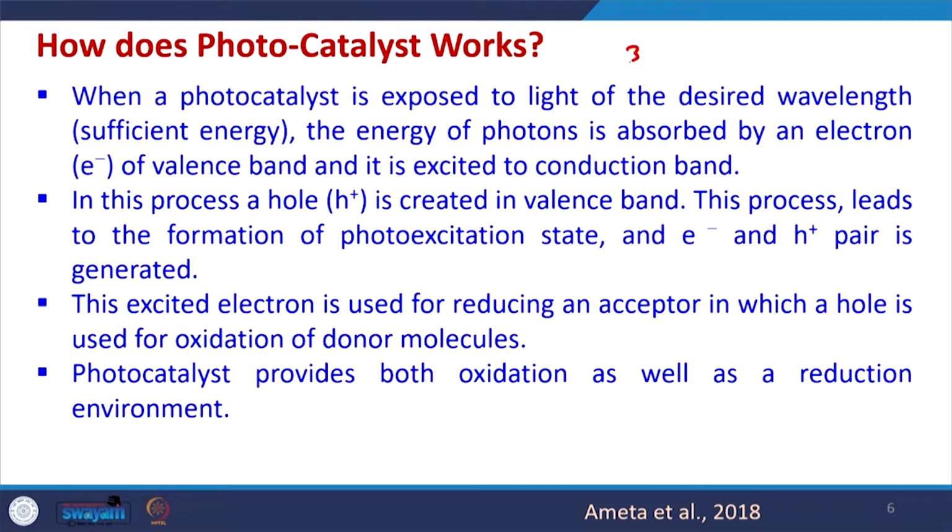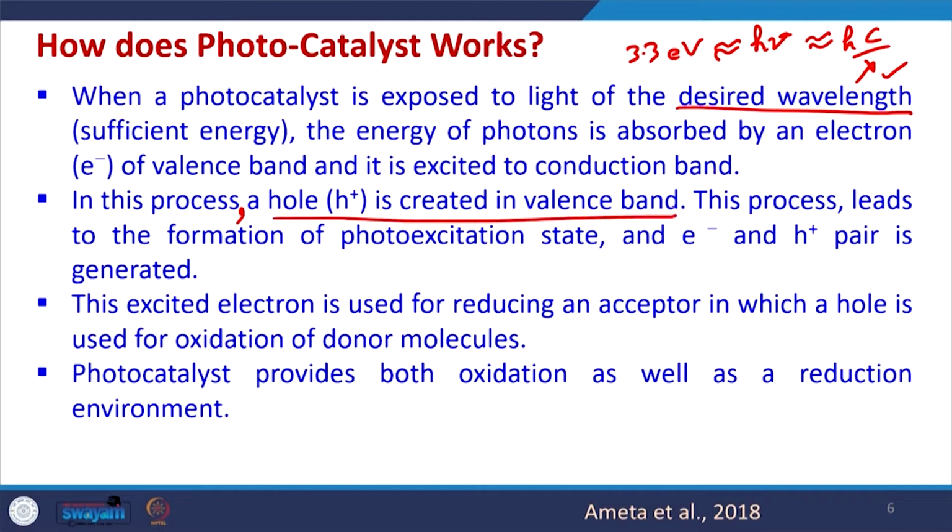Suppose we have 3.3 electron volt. This should be equal to h nu, or we can write h c by lambda. So we can know the lambda value which will have sufficient energy. If the photocatalyst is exposed to this desired wavelength, which can be calculated from here, the energy of the photons is absorbed by the electron of the valency band and it is excited and goes into the conduction band. In this process a hole is created in the valency band itself.